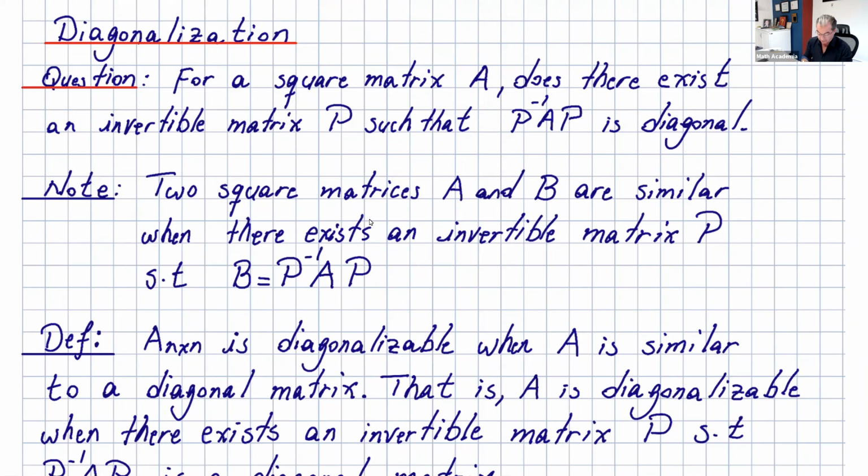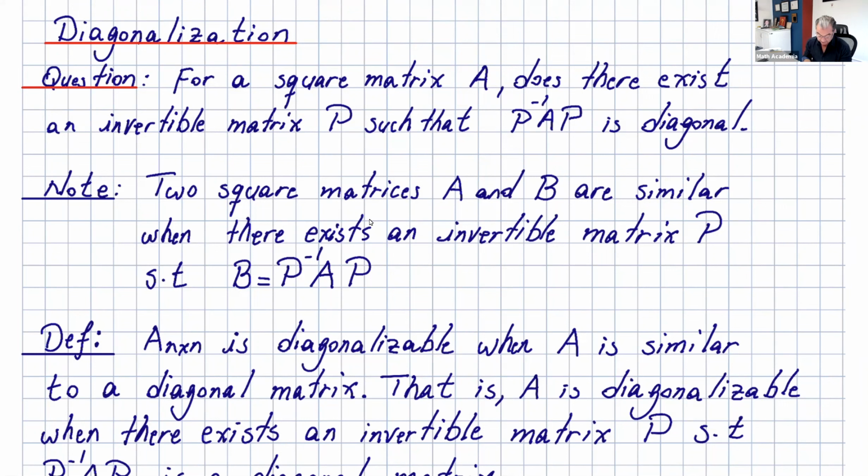In this lecture I want to go over diagonalization. In the last lecture we learned about eigenvalues and eigenvectors, because that's what we're going to be using to diagonalize a matrix if it is diagonalizable, and we're going to go over all that.